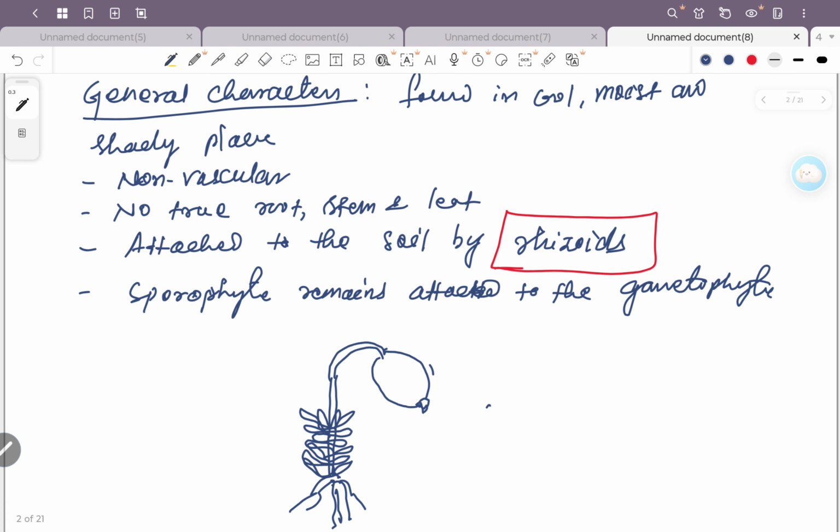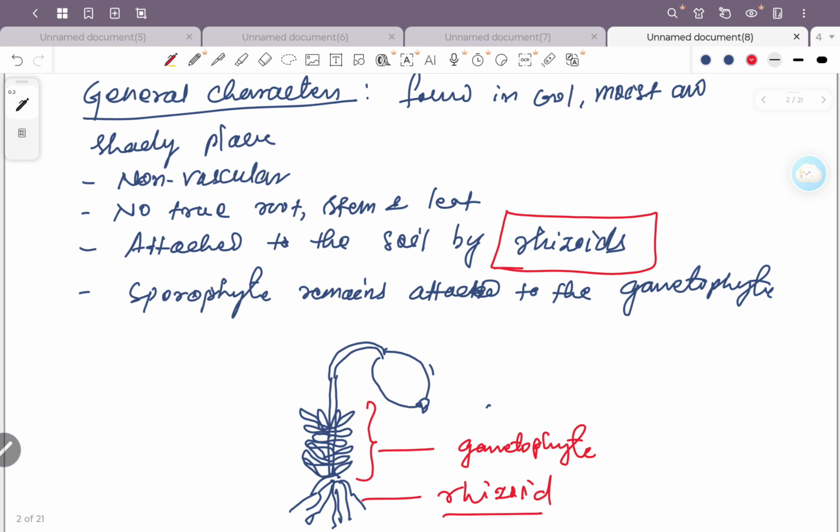Suppose this is the structure of the moss plant. My diagram is not that good, but here you see these are the rhizoids, and these rhizoids are the root like structures by which the plant fixes to the substratum, or any rock, it attaches to it. Then you can see this is the main plant body, which is the gametophyte.